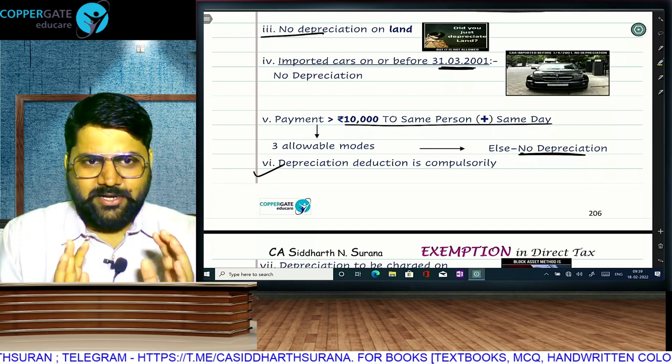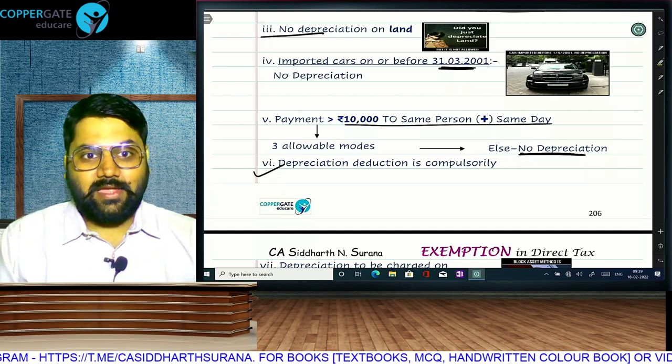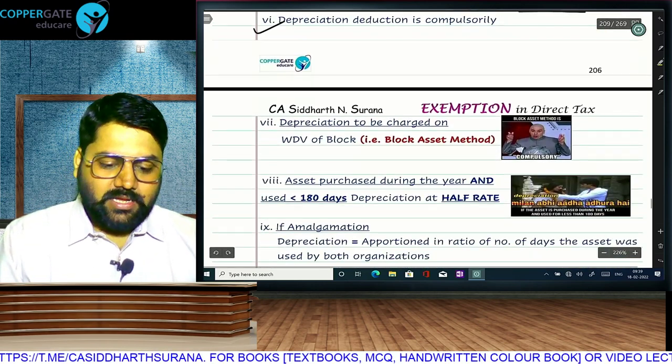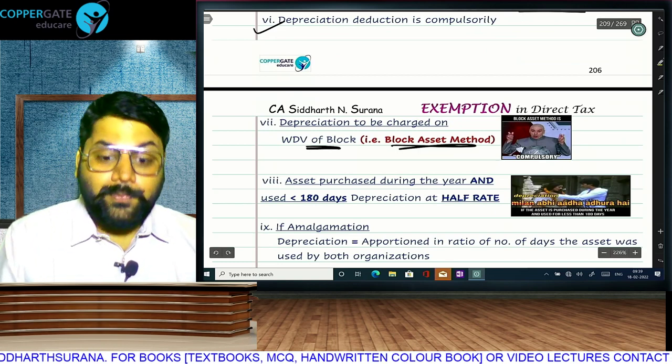Otherwise, when people are in losses, they will not take depreciation. Then in future, when there are more profits, they will start taking depreciation. So, depreciation deduction is compulsory. Depreciation has to be charged. Very important on the WDV in the block asset method.